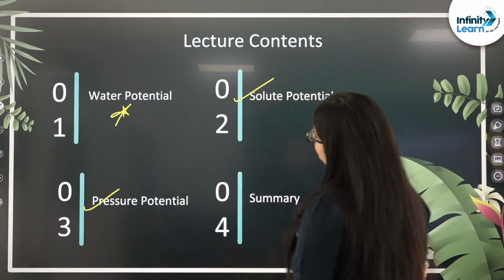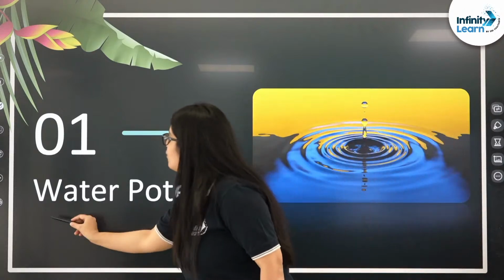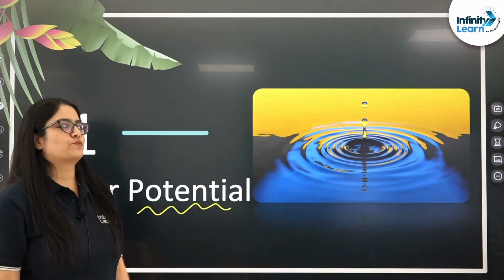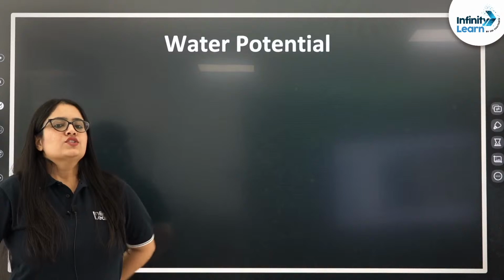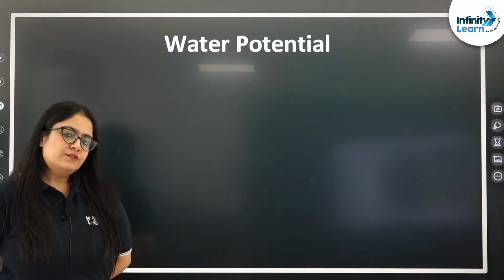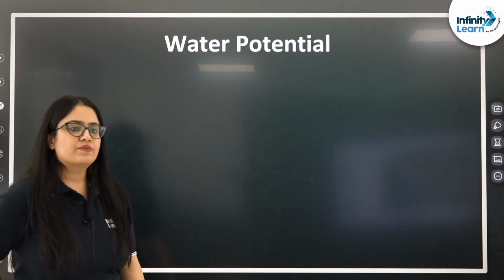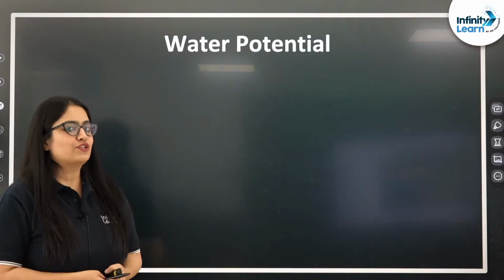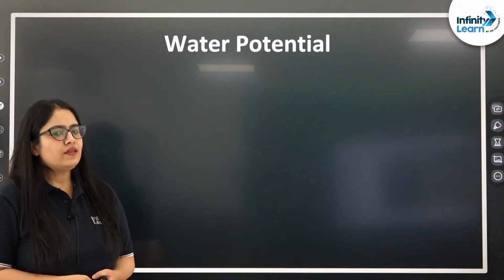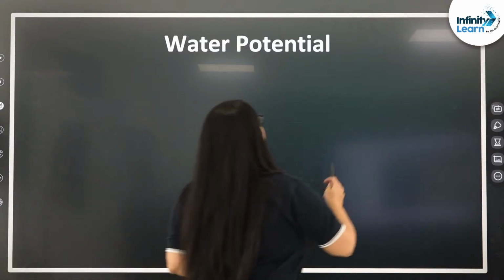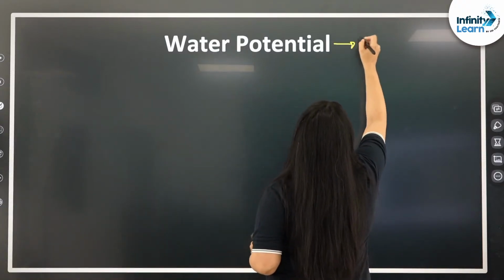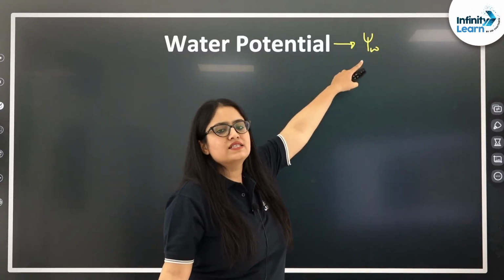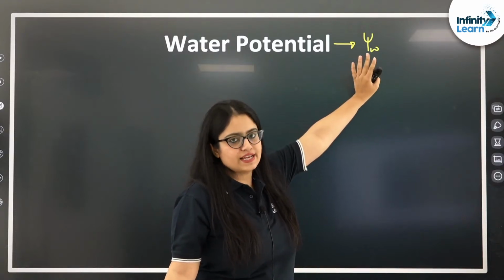Let us start with the very first thing, that is water potential. So let us check out students, what is water potential? Here it is. First I will talk about how water potential is represented, right? Let us discuss a few facts about water potential, and then we will jump into the concept, the reality, the meaning of water potential. So water potential is expressed as psi W. This is how it is expressed.